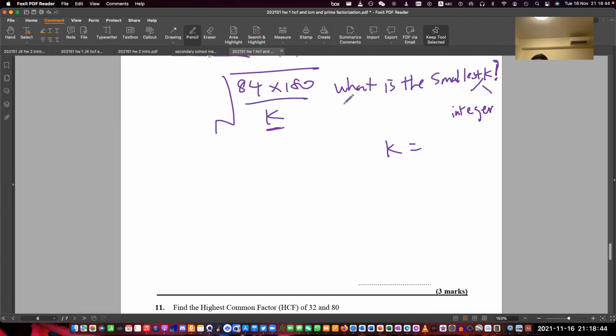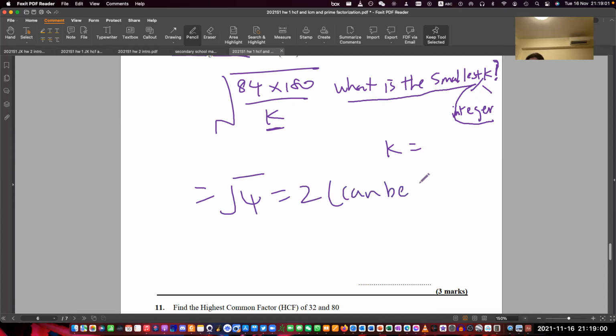The question is, what is the smallest integer K, which is here, such that this whole thing can be square rooted? Square rooted means, for example, the square root of 4 is equal to 2. This is what can be square rooted means. What I'm trying to say is that the square root of the number inside is a rational number.